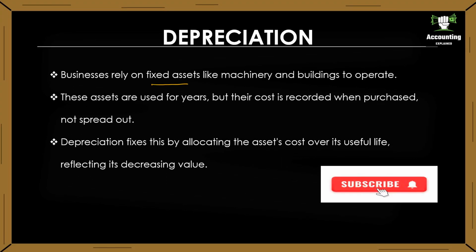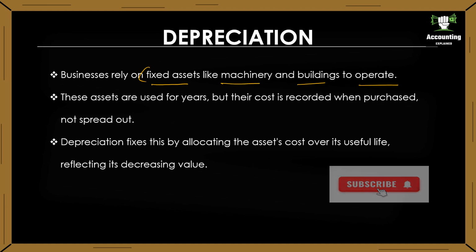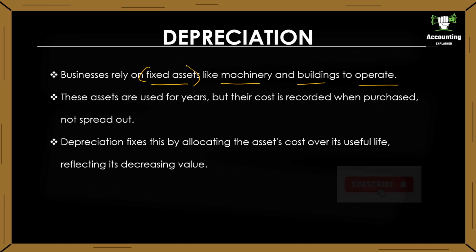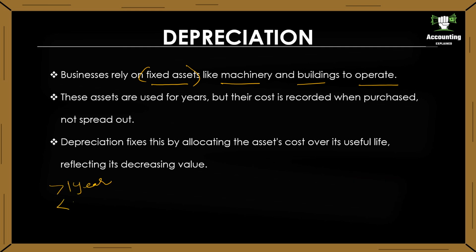Businesses rely on fixed assets like machinery and buildings to operate. Fixed assets are those assets whose usage goes on for more than 1 year. If it is less than 1 year, we call them current assets. Examples of current assets are cash account, bank account, debtors account, etc. These assets are used for years, so their usage is for more than 1 year, but their cost is recorded when purchased, not spread out.